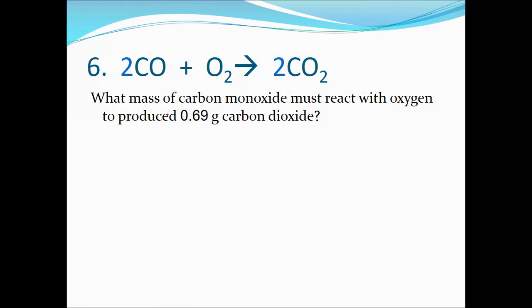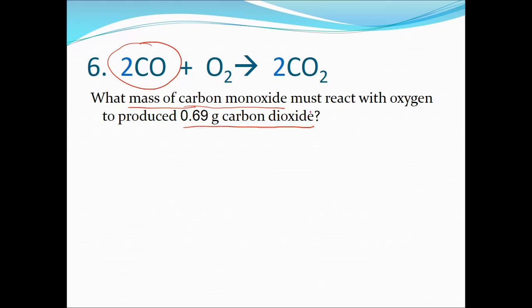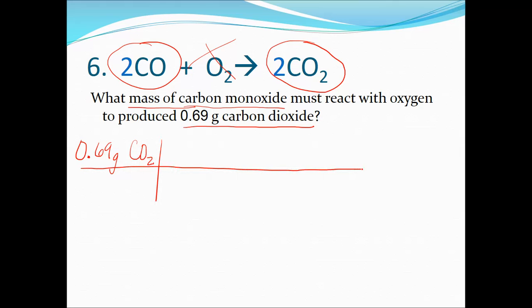So this says what mass of carbon monoxide, so we're looking for mass of carbon monoxide, which is here, must react with oxygen to produce 0.69 grams of carbon dioxide. So carbon dioxide. So we're not going to be dealing with the oxygen in this calculation. We're only dealing with 2 molecules at a time, remember. So 0.69 grams of carbon dioxide is your given. So always, always, always start with your given.